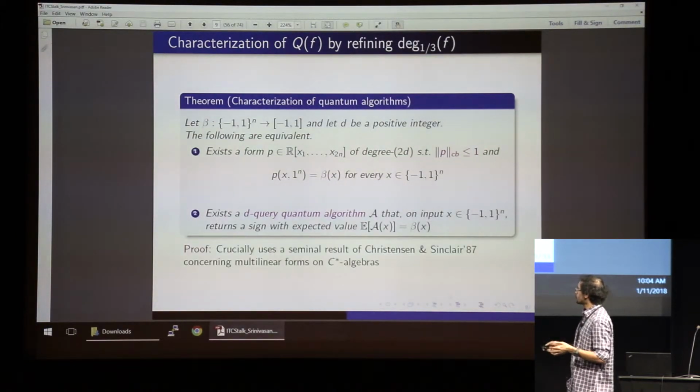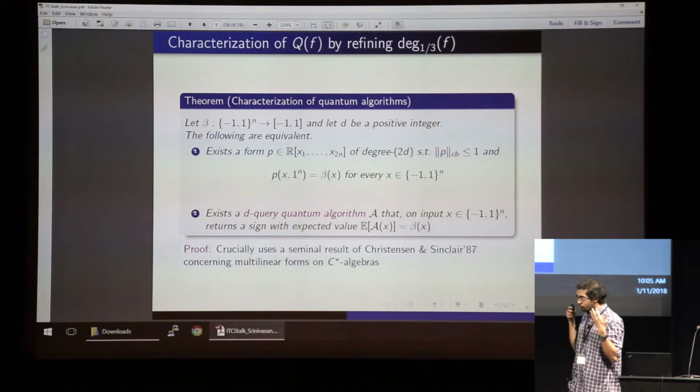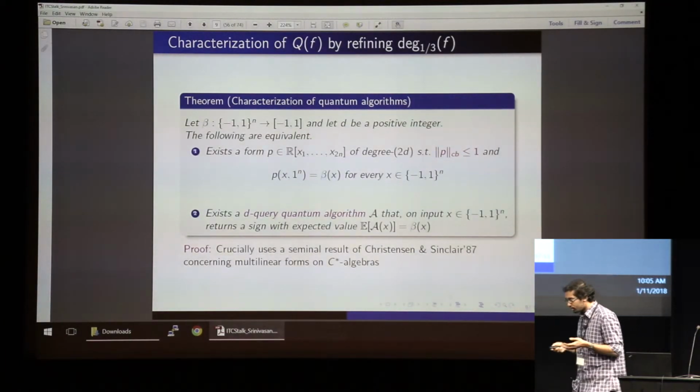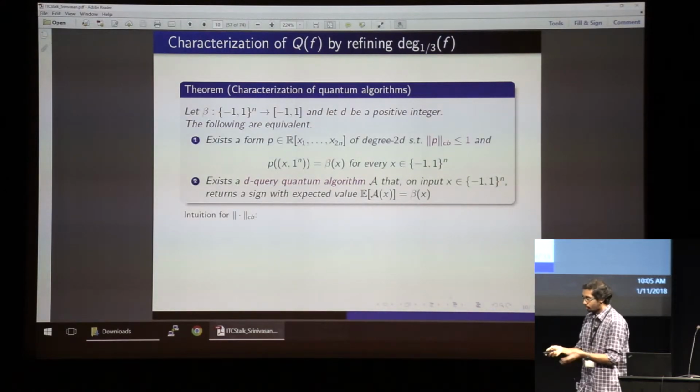And the proof of this goes through a seminal result of Christensen and Sinclair back in the 80s. And this concerns multilinear forms on C-star algebras. And this was a very nice factorization theorem of completely bounded forms. So I'm not going to define what this completely bounded number for a polynomial is, but I'll tell you what this quantity looks like.